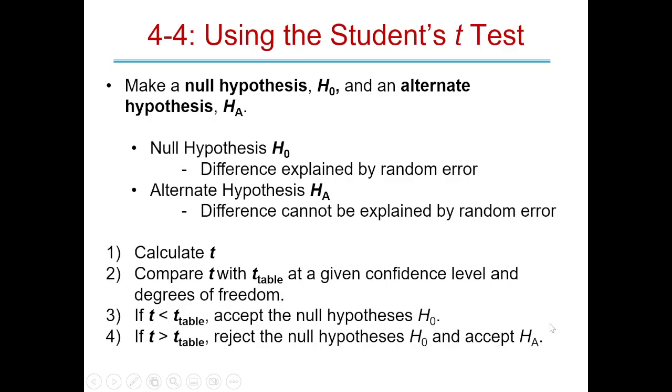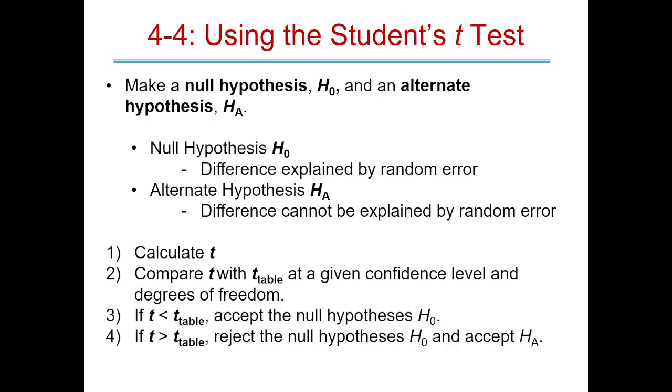Anyways, so if your t-value is less than the t-table, you will accept your null hypothesis. Null hypothesis, what again? Yep, differences are random error, right? And again, that's at 95%. You'd be 95% sure that that is what it is, and then 5% confident that it is not.